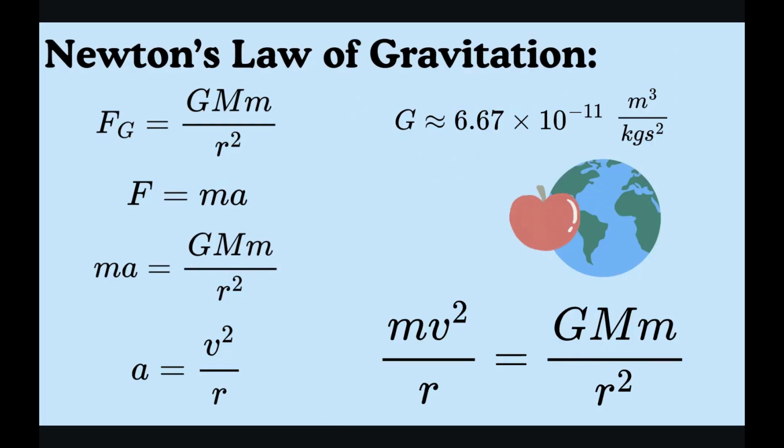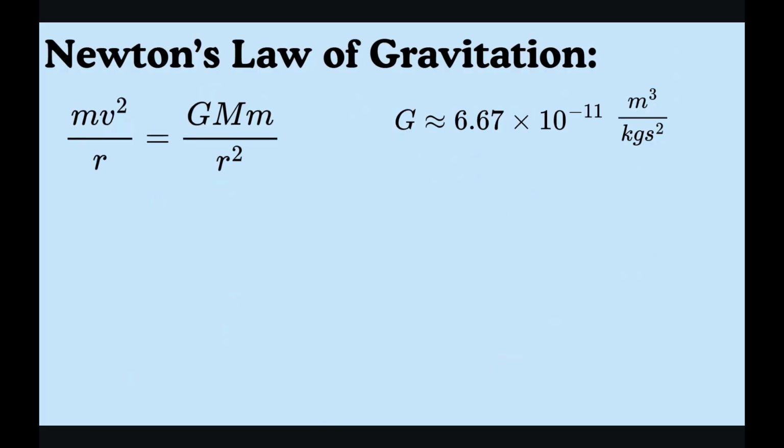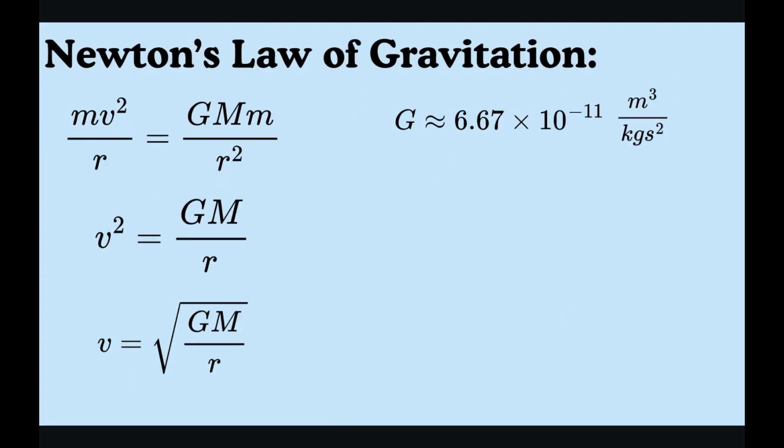Of course, this equation can be simplified further. By simplifying some of the m's and r's, we get that v squared equals G big M over r, or v is equal to the square root of G M over r. From here, we can plug in our constants. We already looked at G.